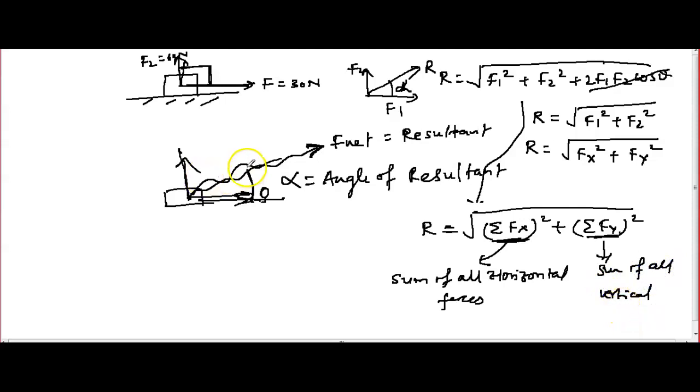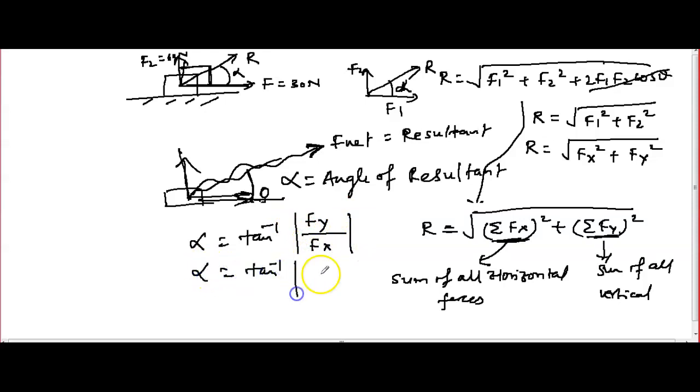Getting here? And this resultant will move in some other direction, and that alpha you have to find. Alpha is equal to tan inverse of perpendicular by base, that is, alpha is equal to tan inverse of summation of all forces along the y-axis by summation of F of x. There is a derivation for this, and I will teach you, but keep in mind these two formulas, for the resultant and for finding alpha. Alpha is the angle of resultant.